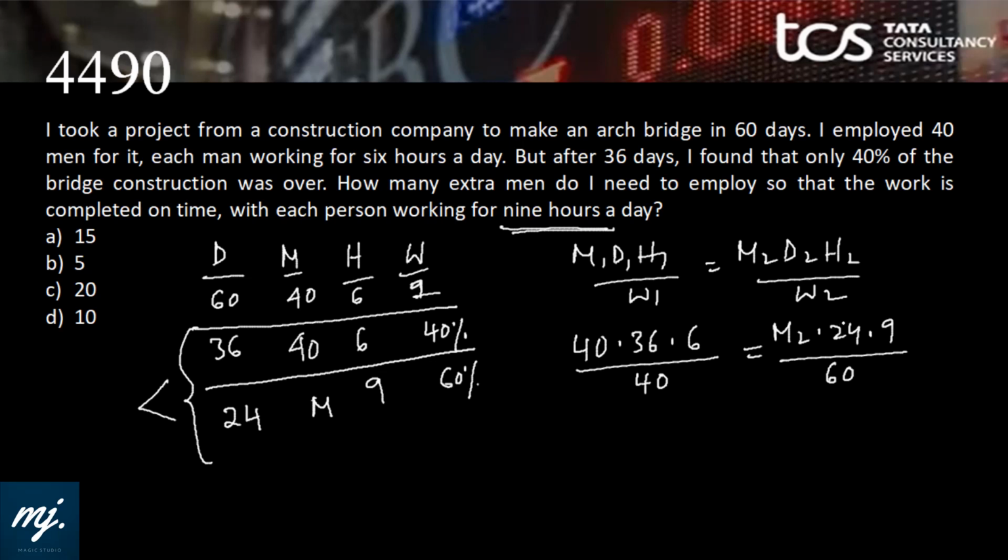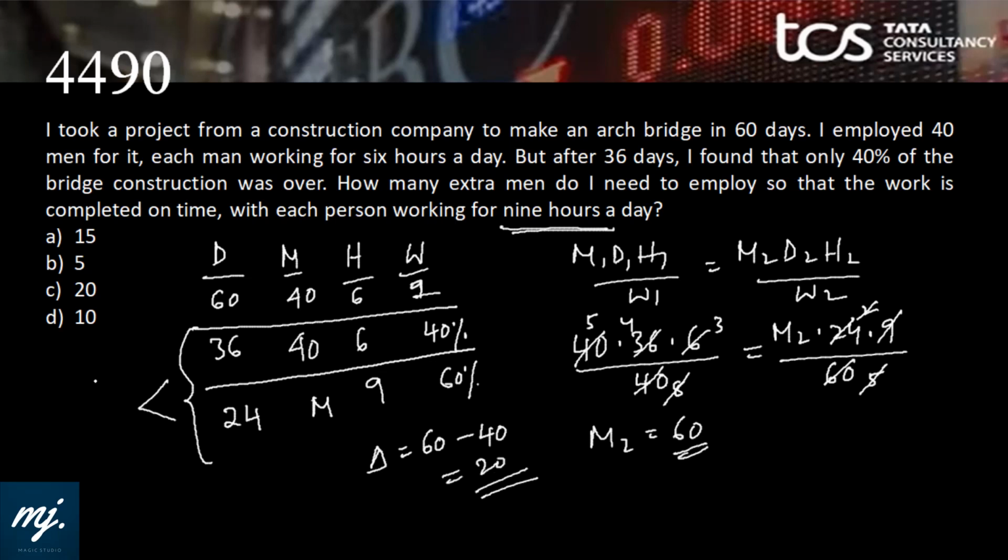Let me write this as 60. Cancelling the common factors, that means M2 is 5 into 4, 20 into 3, 60. We require 60 men now. Extra men required are 60 minus 40, that is 20. 20 more men are required. Option C fits in.